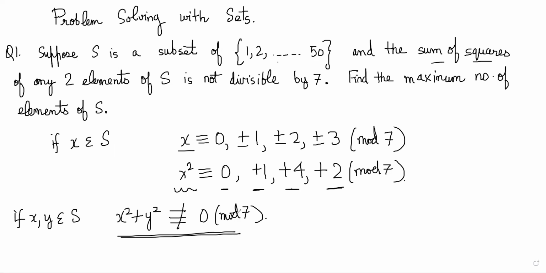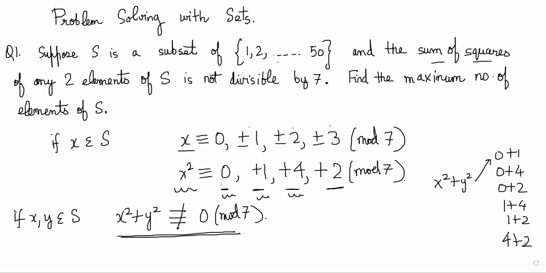So obviously, here you can see if you pick X and Y from any of these groups, what will happen? None of these squares, when you add them up, X square plus Y square, you can get basically 0 plus 1 or 0 plus 4 or 0 plus 2 or 1 plus 4, 1 plus 2 or 4 plus 2. But in none of these cases are you getting 0 mod 7, right? You're getting 1 mod 7, 4 mod 7, 2, 5, 3, 6.